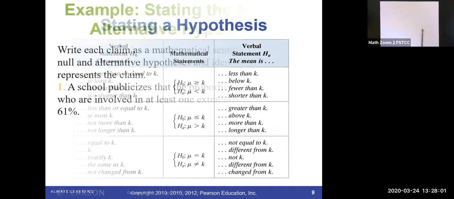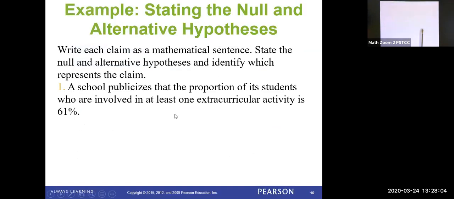So let's try an example. A school publicizes that the proportion of its students who are involved in at least one extracurricular activity is 61%. We have to be careful with the wording of this statement, at least one. We really don't care how many activities these students are in. Think of it as a simple yes-no question on if you're in an activity, yes or no. So the school publicizes that the proportion is 61%, meaning exactly 61%.